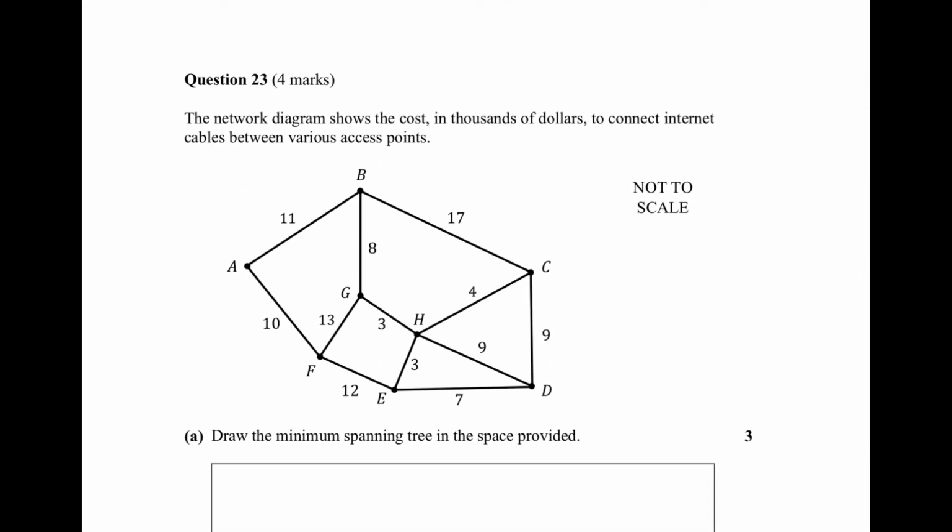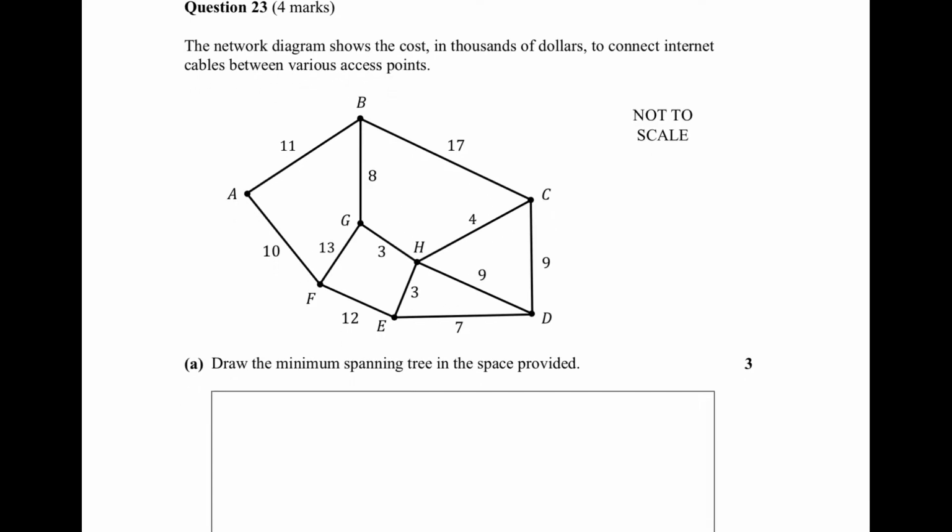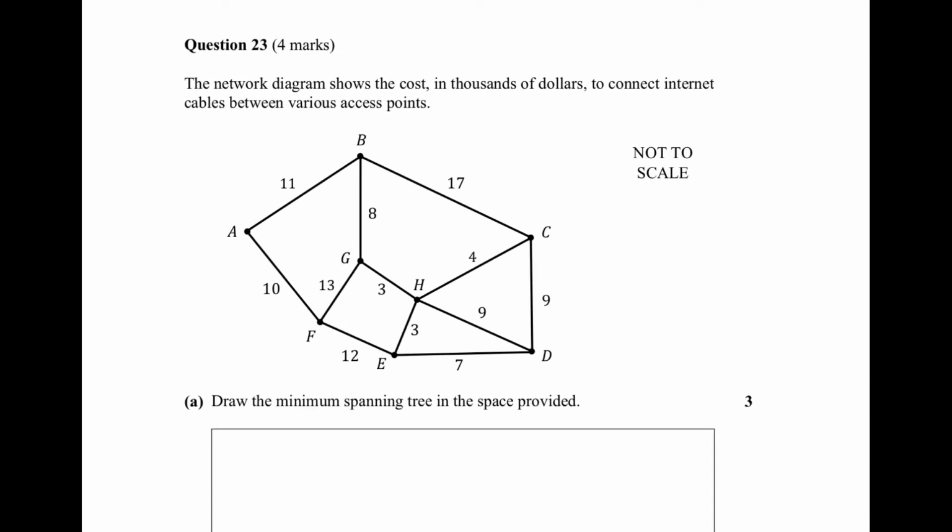Question 23. The network diagram shows the cost in thousands of dollars to connect the internet cables between various access points. Draw the minimum spanning tree in the space provided. I do recommend that you have a colored pen that can be rubbed out, so that when you are tracing these lines, if you make a mistake, you can just rub out that line. Obviously, you can use your lead pencil, but I just find the lead pencil isn't eye-popping enough.